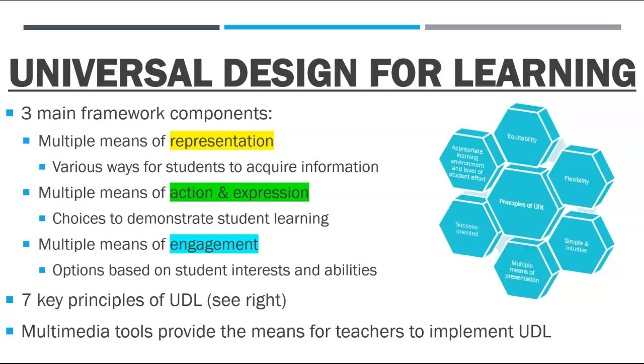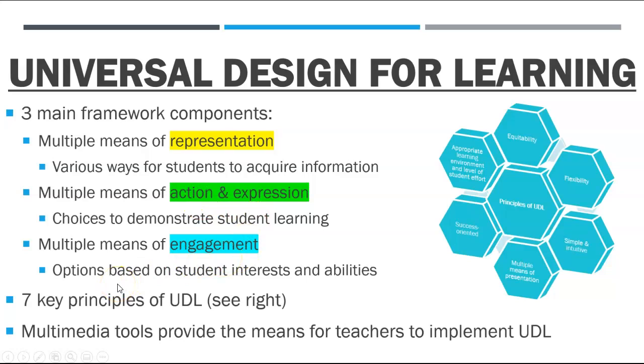Second, multiple means of action and expression, which are choices for students to demonstrate their learning, giving them various options. I've highlighted those examples in the unit plan in green. And then the third part of the framework is multiple means of engagement, which are options based on students' interests and their abilities. And I've chosen to highlight those examples in blue. So hopefully that will allow you to focus more specifically on examples for these three main components: representation in yellow, action and expression in green, and then engagement in blue.